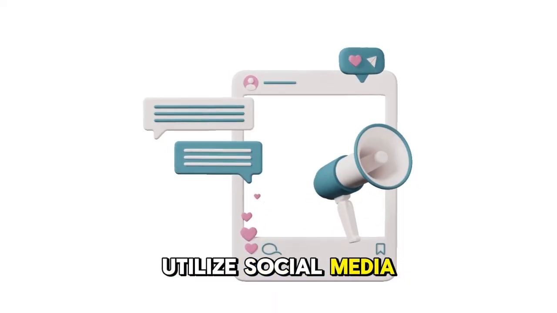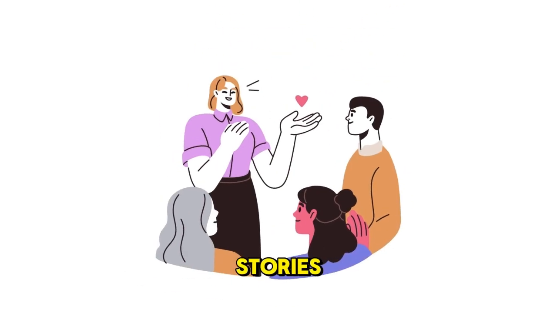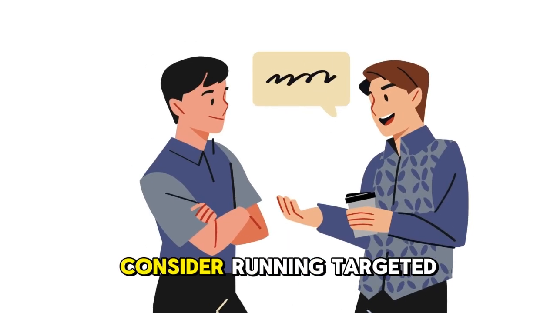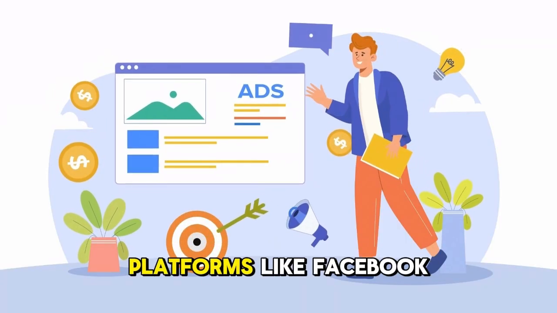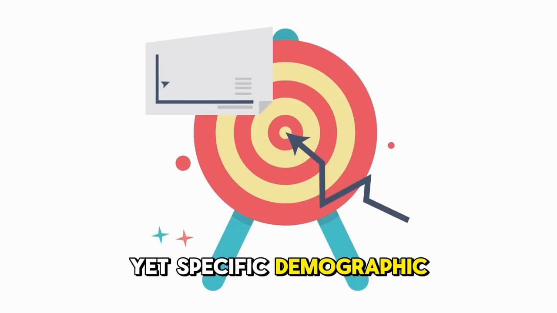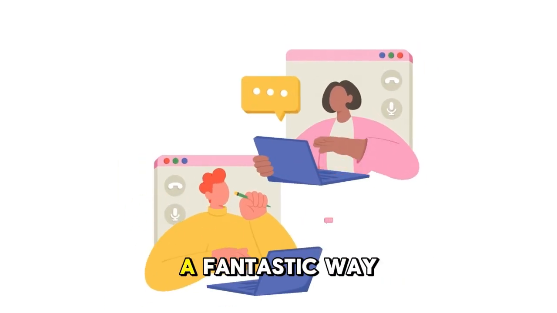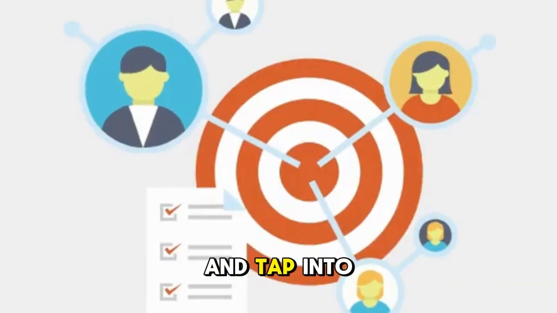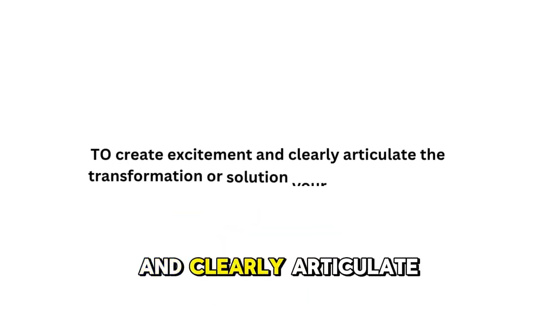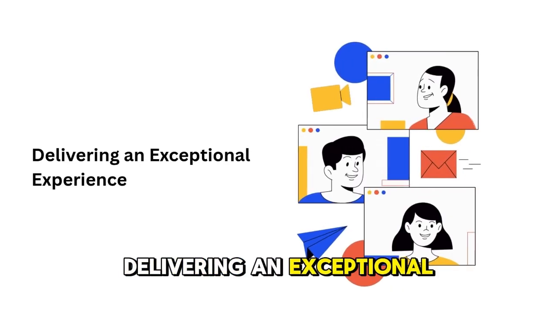Utilize social media platforms where your target audience spends their time. Create engaging posts, stories, and even short video snippets that tease the valuable insights you'll be sharing. Consider running targeted paid ads on platforms like Facebook, Instagram, or LinkedIn to reach a broader yet specific demographic. Collaborating with other experts or influencers in your niche can also be a fantastic way to expand your reach and tap into new audiences. Remember, the goal is to create excitement and clearly articulate the transformation or solution your event provides.